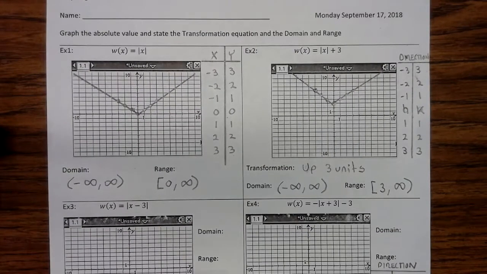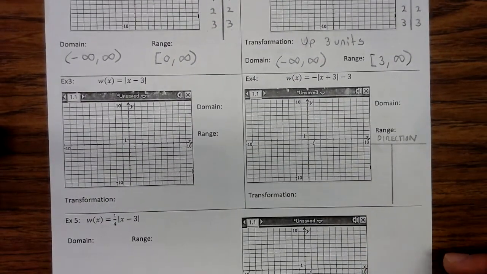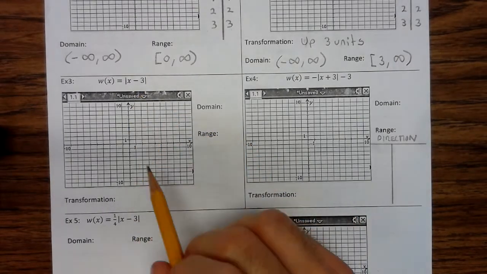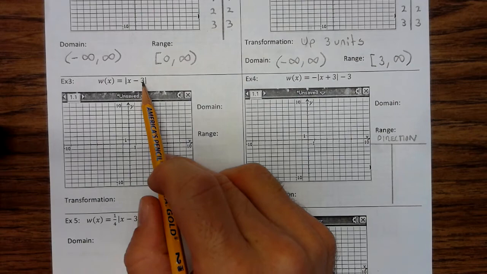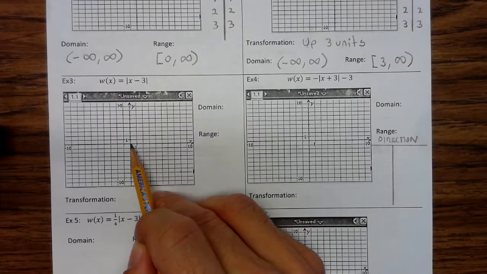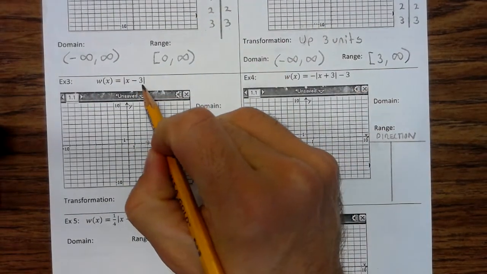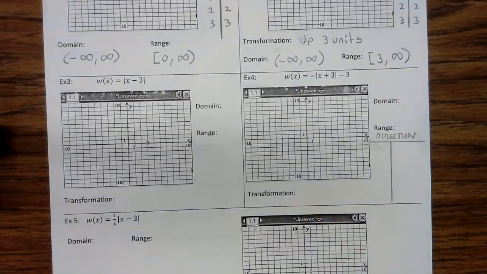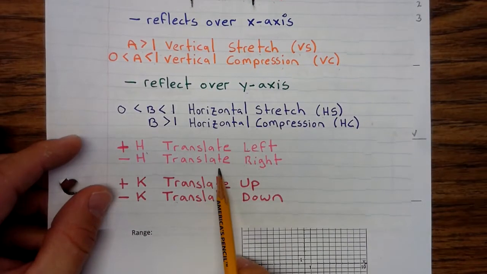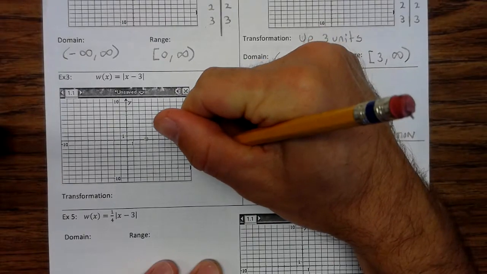Okay, let's move on to example 3. All right, example 3. All right, so here the minus 3 means the vertex actually moves right 3. Okay, so we were here, and we're going to go 1, 2, 3, because that's the minus h. And from our notes, we know that minus h translates right. All right, so now we can graph by direction.